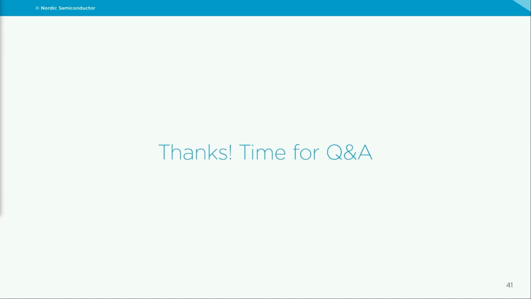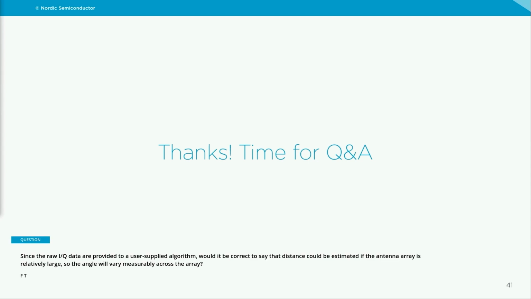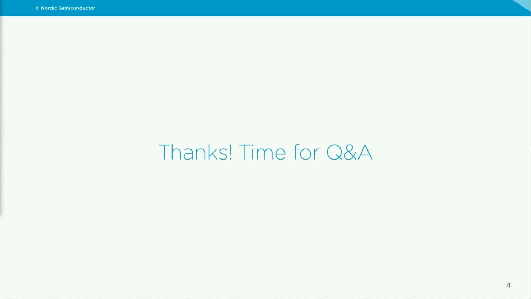Then there's a question, since the raw IQ data is provided to a user-supplied algorithm, whether the distance could be estimated if the antenna area is relatively large. Theoretically, yes. I have not seen it done. I think it would complicate the algorithm quite a lot. Okay, next one.